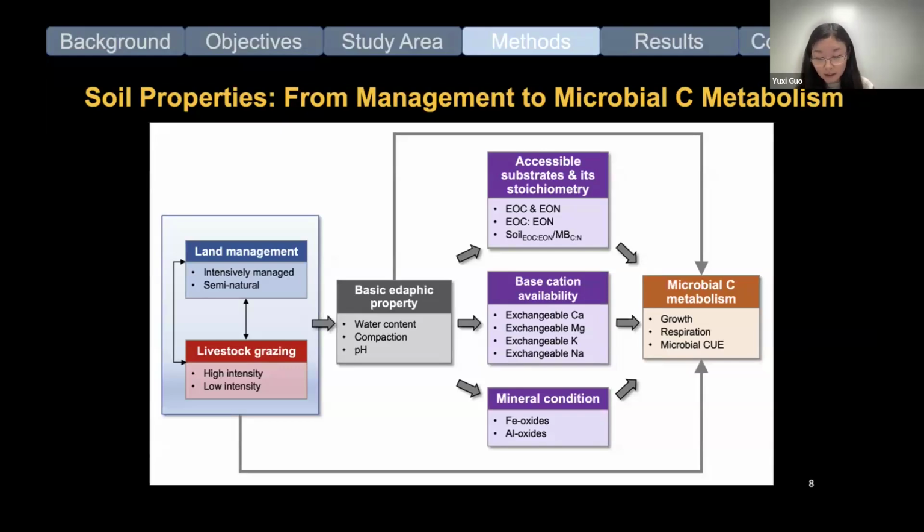We organize these properties into 4 functional categories based on their potential roles. So the accessible substrates directly feed the microbes, and their stoichiometry can tell us whether nitrogen is the limiting nutrient. And also base cations are essential for microbial growth and enzyme production. The mineral conditions can affect organic carbon protection and availability and further alter microbial carbon use efficiency.